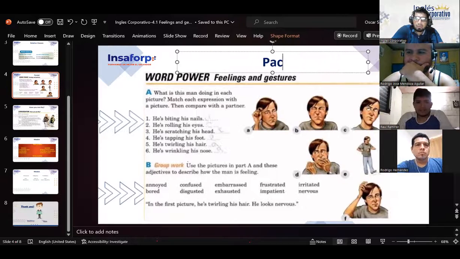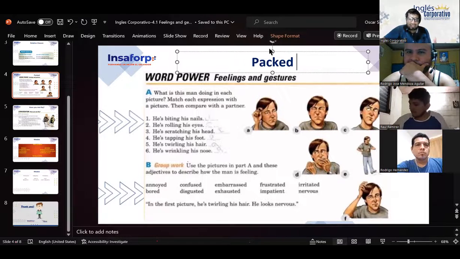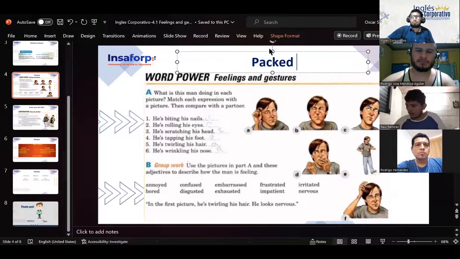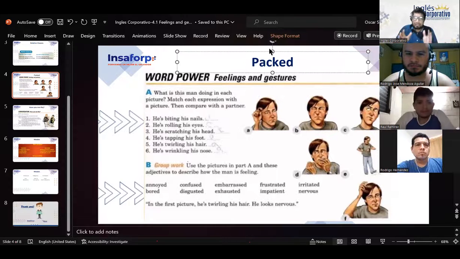So one word that we can use, that I have noticed most of you say is full, is this word, packed. Packed, when it's packed. So it's not the most regular, okay? But the idea is that we are trying to be more creative when we say this word. Like it's packed, you know, super lleno. So yeah, it's packed.